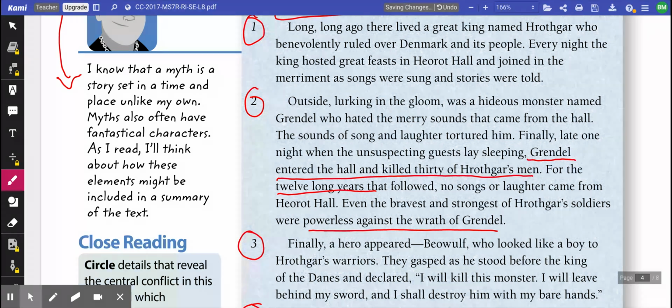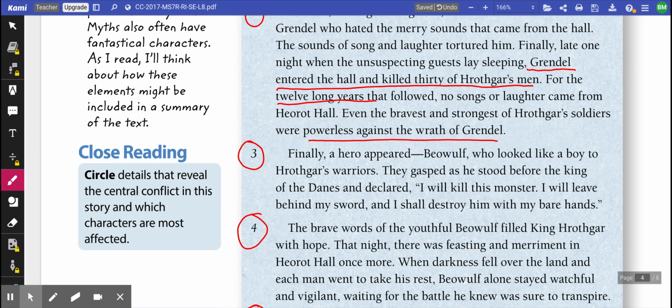All right, who is Beowulf and what does he do? Well, if we go down to paragraph number 3, we finally get to see that Beowulf is our hero. And he tells them, I'm going to kill this monster. I got this. And I'll even do it with my bare hands. So, and that is what Beowulf does.